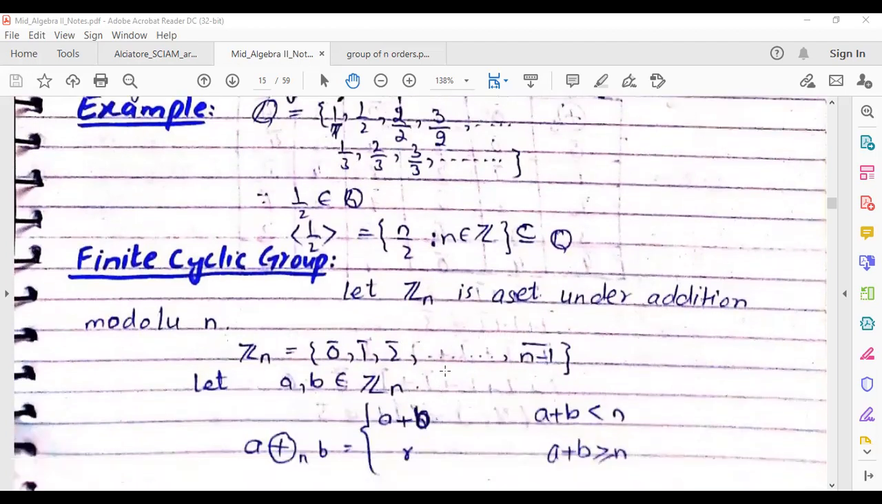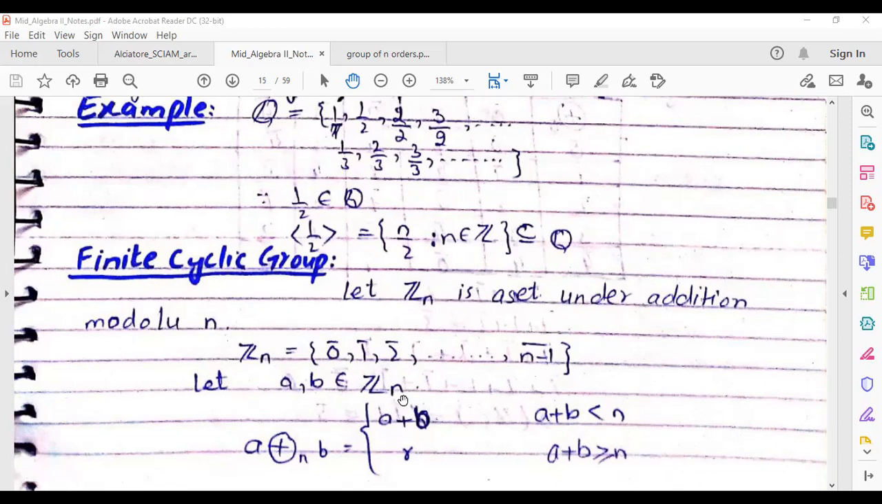So finite cyclic group. Here you know we have two main divisions, finite and infinite. First of all, we study infinite groups, and we see what the abelian infinite groups and non-abelian infinite groups are. Now we look forward to finite cyclic groups, and Zn is the set under addition modulo n.